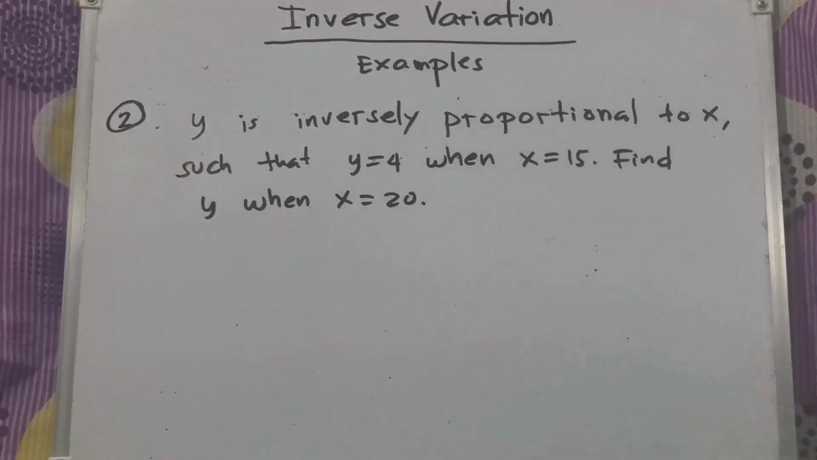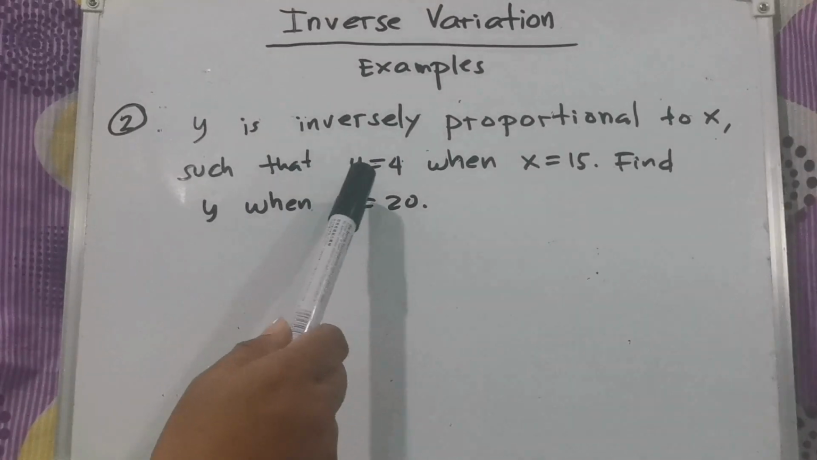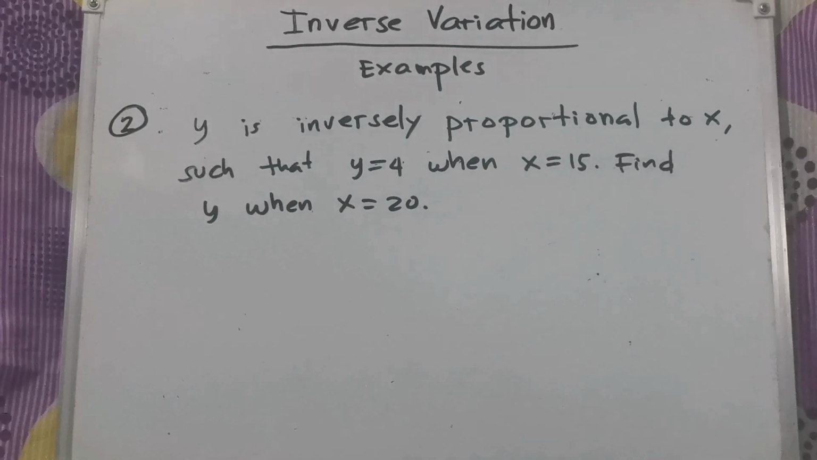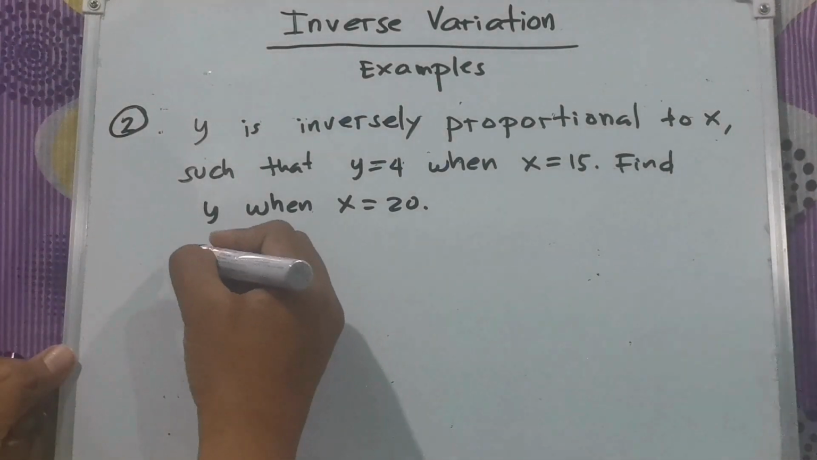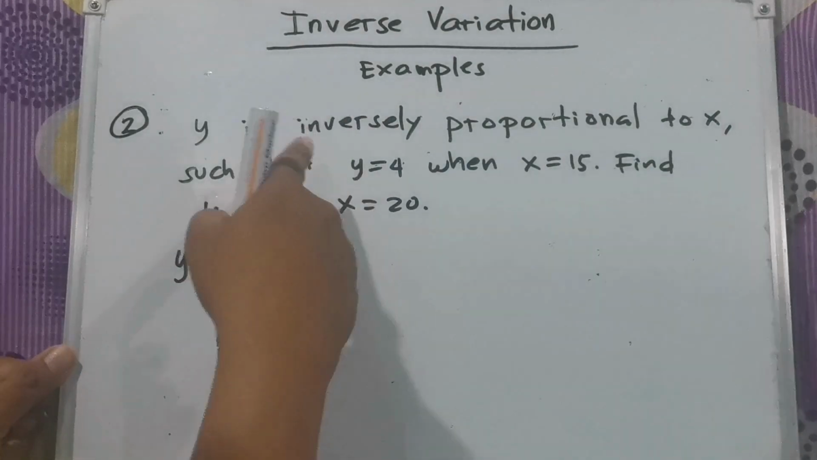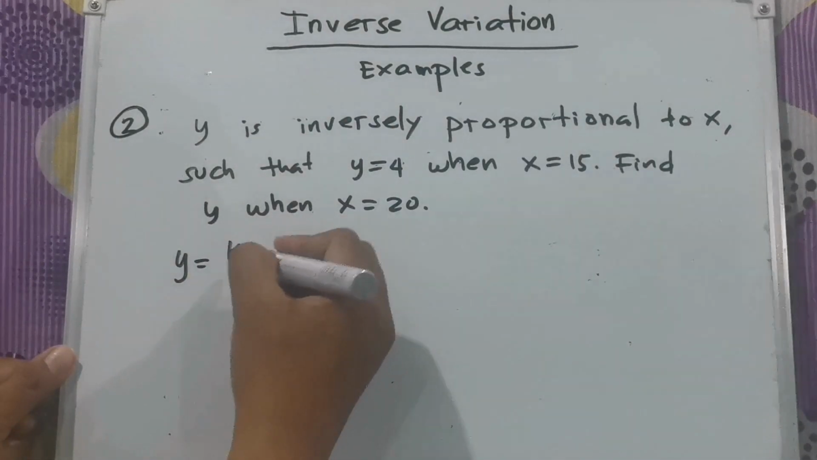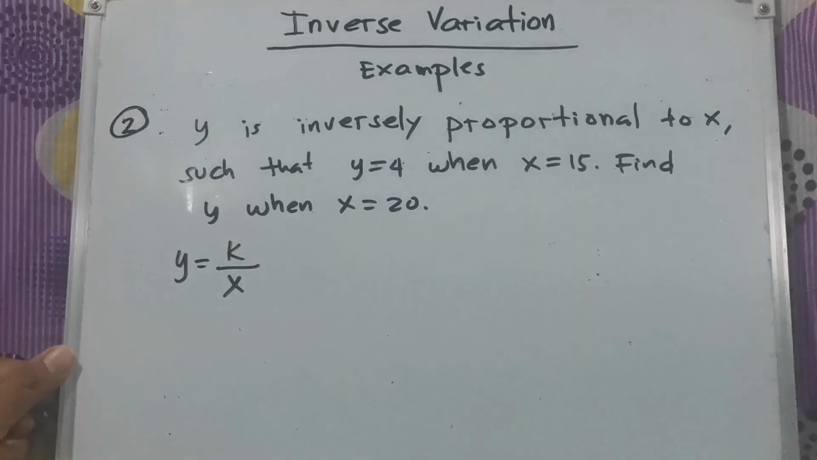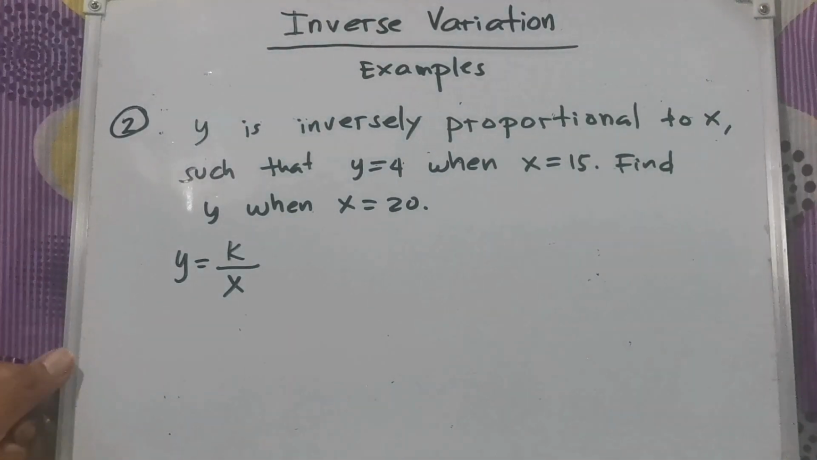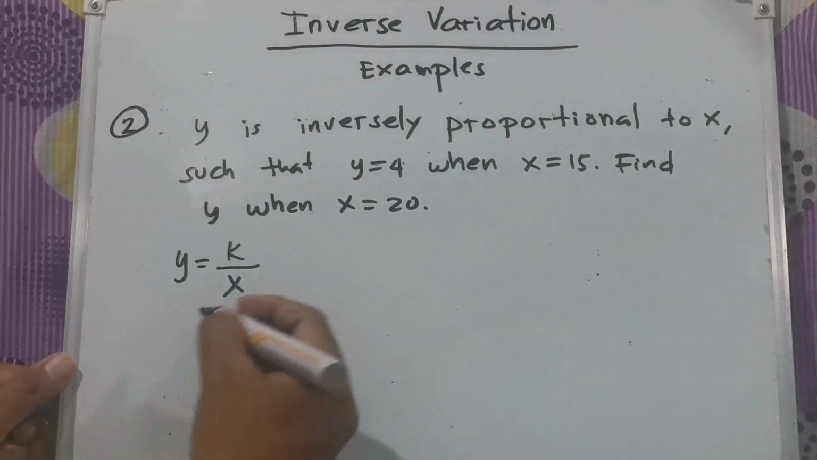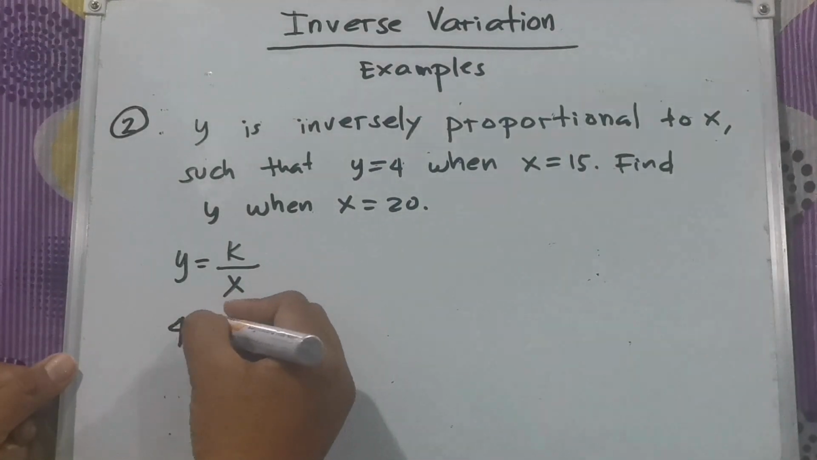Now let's have another problem. Y is inversely proportional to x such that y equals 4 when x equals 15. Find y when x equals 20. So again, let's make a formula. Y varies inversely, that will be y equals k over x. So we're going to replace x and y to get the value of k, our constant of proportionality.